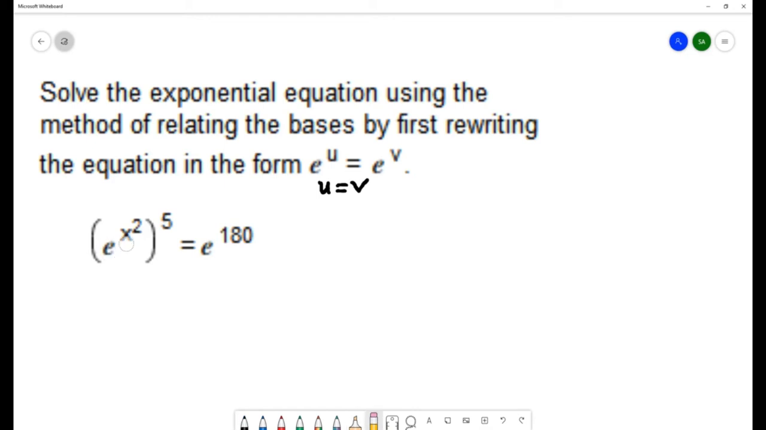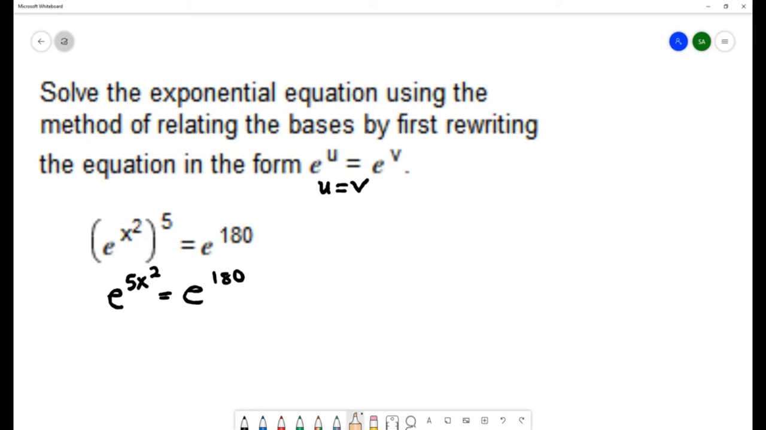So we're going to do that with the equation that's given to us. We have e to the x squared, to the 5th power, equals e to the 180. So first I'm working to get it in this form, which has the base being e on both sides. More importantly, the base is the same on both sides. Now, on the left-hand side, I'm able to use one of the properties of exponents called the power rule, and that allows me to multiply these powers together, and that gives e to the 5x squared equals e to the 180.